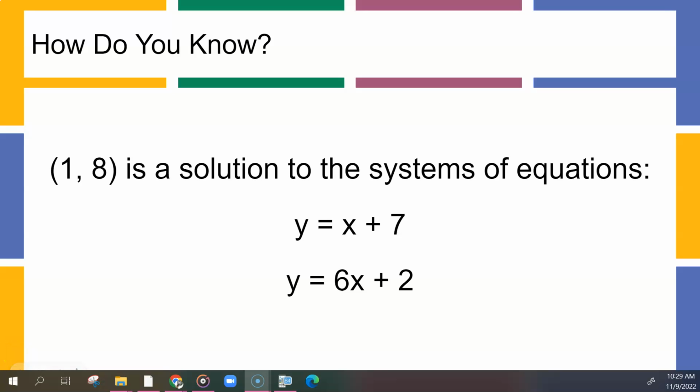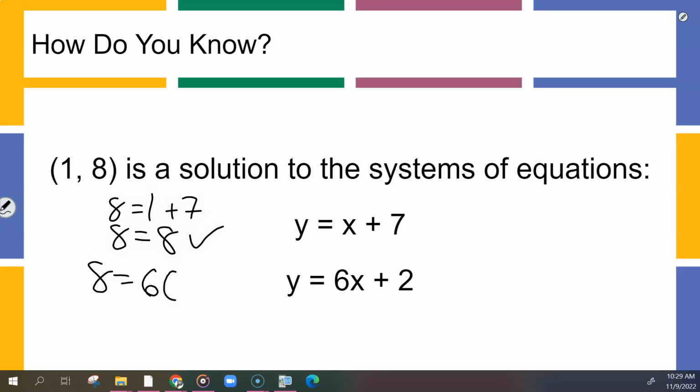Okay, so for the x and y, I put the 8 to the y for the first, and then the x I put 1, and then the 7 I added them together, and they equal 8. I did the same thing for the second one too. I put the 8 to the y, 6, and the 8 would be, the x would be 1, and then I times 6 times 2, and I added 2, which is plus 6 times 1, and I added 2.